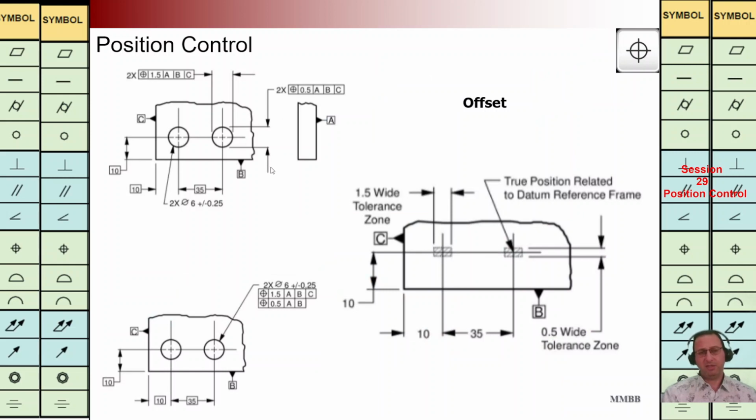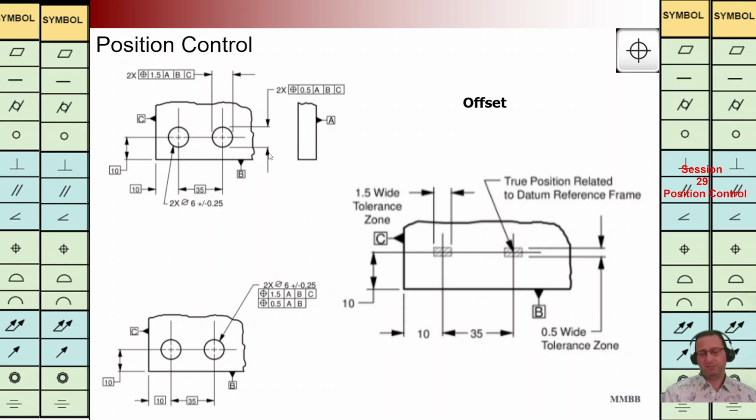Let's see this example. We are going to have two holes here by this FCF. In horizontal direction, we are going to have position tolerance 1.5 back to A, B, and C. And also here, we have two holes for both of them. And here, we have position tolerance 0.5 back to A, B, C.